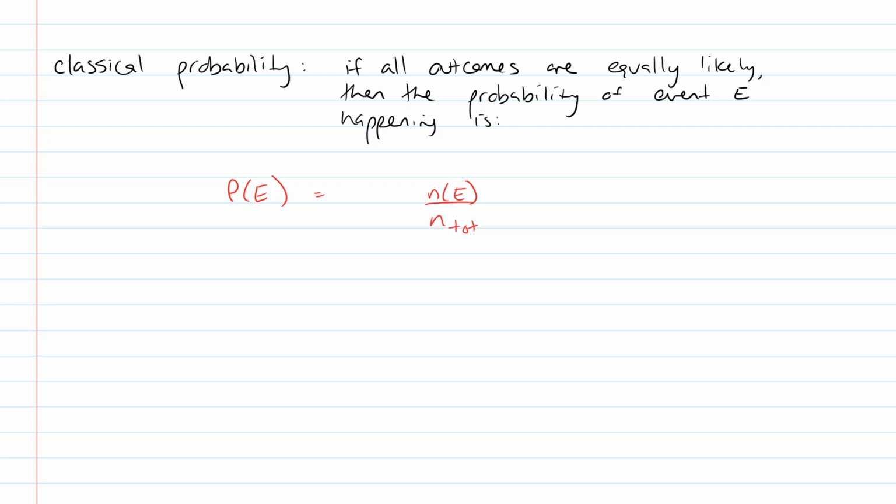If all outcomes are equally likely, then the probability of event E happening is P of E is equal to N of E over N total. So let me explain what this notation means. For those of you who've done pre-calc, it's function notation. For everybody else, P of E is just the probability of whatever the event is that's contained within the bracket happening. On the right, we've got N of E, that's the number of ways that event can happen. And then N total on the bottom is the total number of outcomes that you can have.